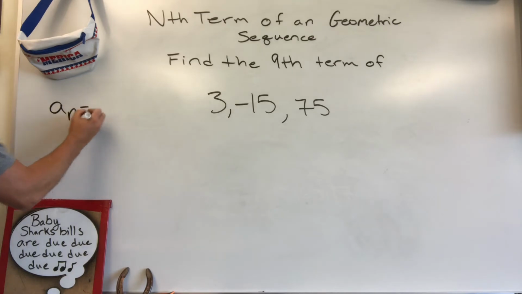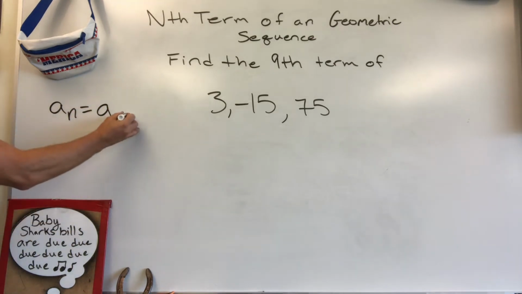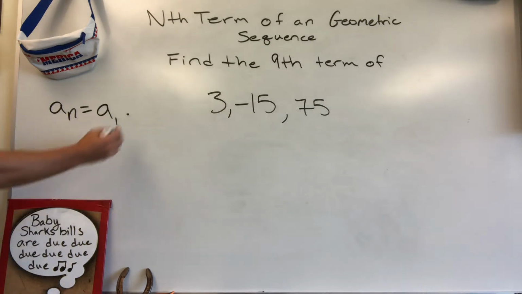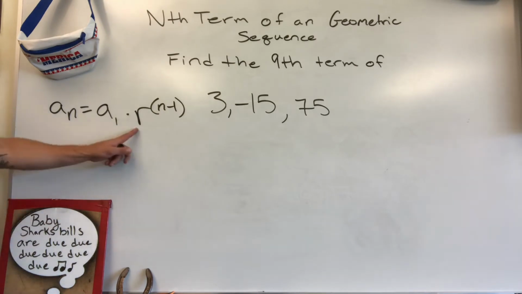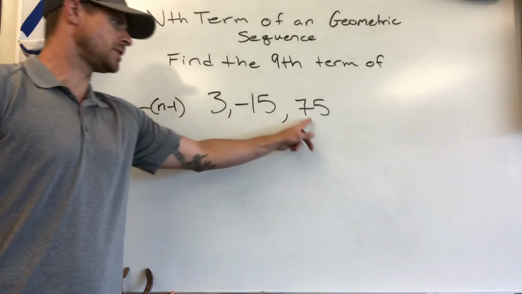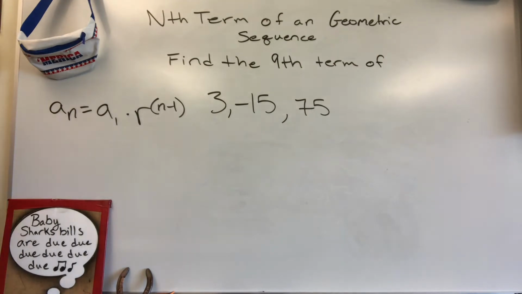A_n equals first term times r to the n minus 1. Now, r is going to stand for the common ratio that we determine is between these three numbers. How do we find that common ratio? I showed you a video on that already.